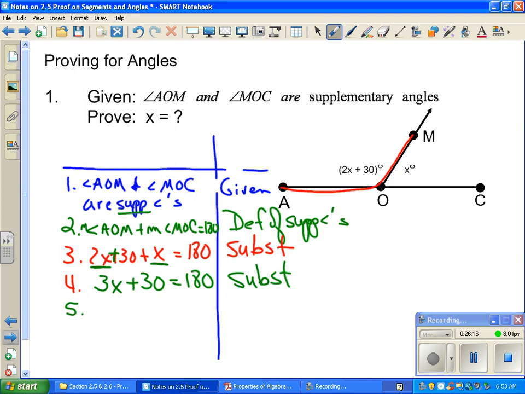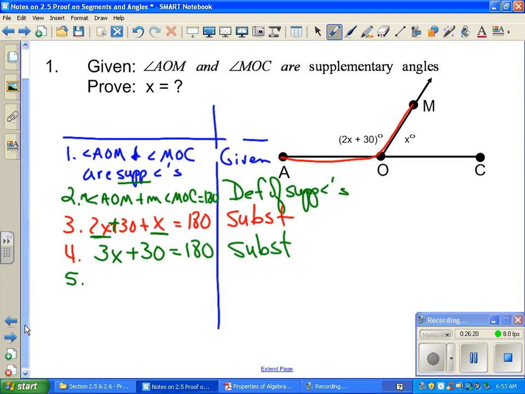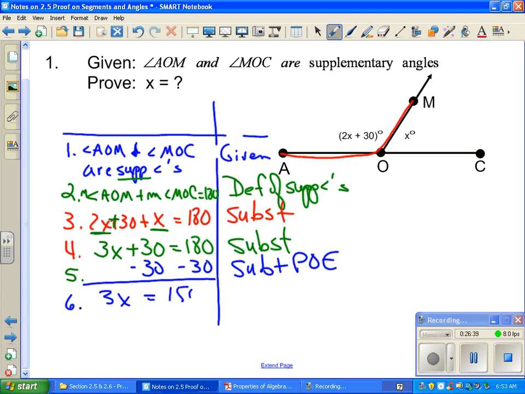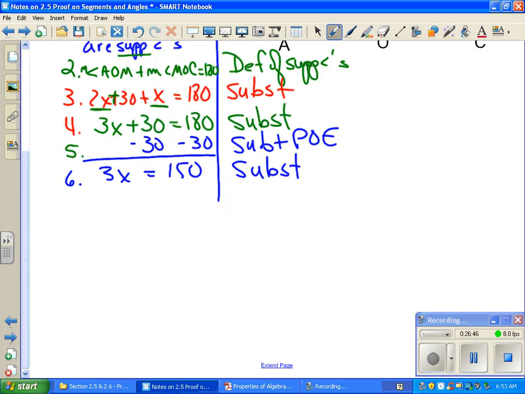Now, we've got it down to that 2-step method now that we're so familiar with, so we always get rid of the one that doesn't have the letter first, so we subtract 30. That means we've used the subtraction property of equality, because we're using subtraction to solve. So that'll be 3x equals 180 minus 30 is 150. And we just substituted the answers. Remember, every time you use an operational word, then you have got to say you substitute to get the answer.